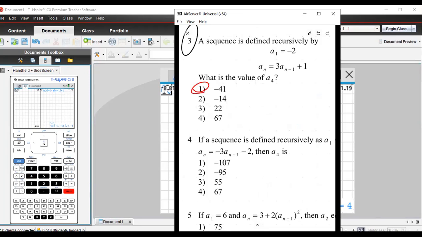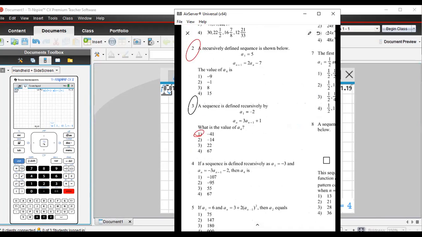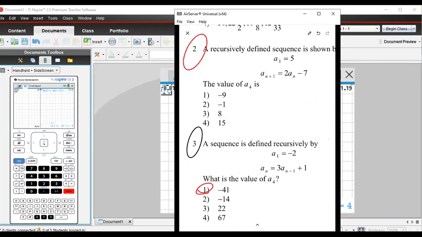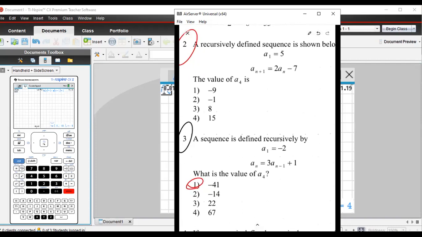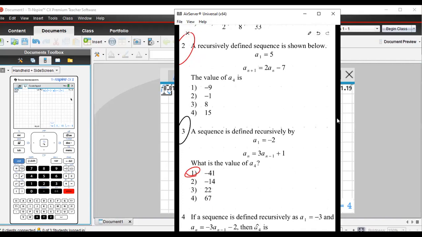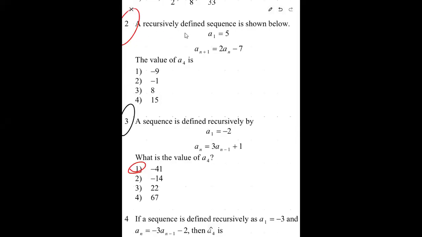Now I'm going to do one more just to show you that recursive sequences with the Nspire is very easy. I'm going to jump back to that second question, and the reason I'm going back to this one is the format is a little bit different from the other ones. It says a recursively defined sequence is shown below. The first term, a sub 1, is 5, and a sub n plus 1 equals 2 a sub n minus 7. The reason I'm doing this one is they shifted the subscript. Instead of a sub n over here, they've made it a sub n plus 1 equals 2 a sub n minus 7. This is still a recursive sequence.